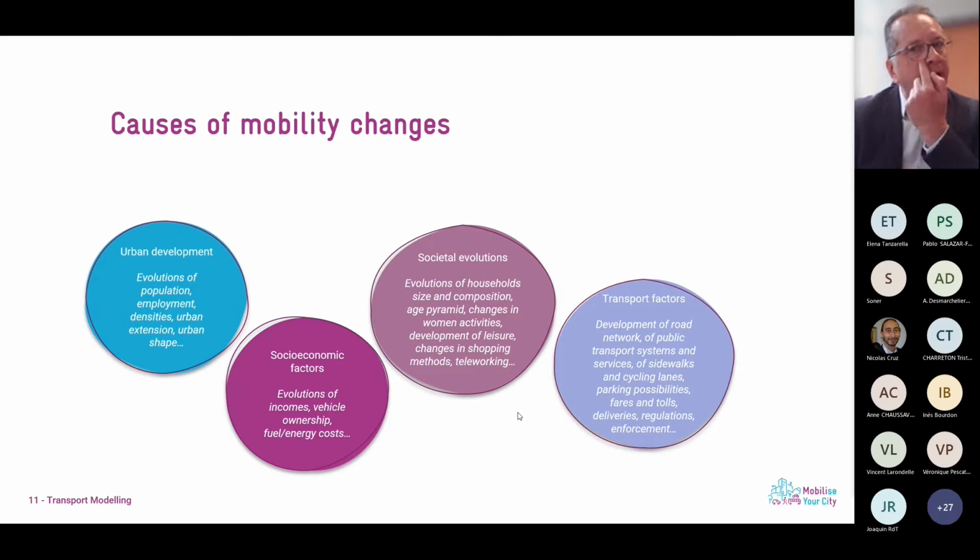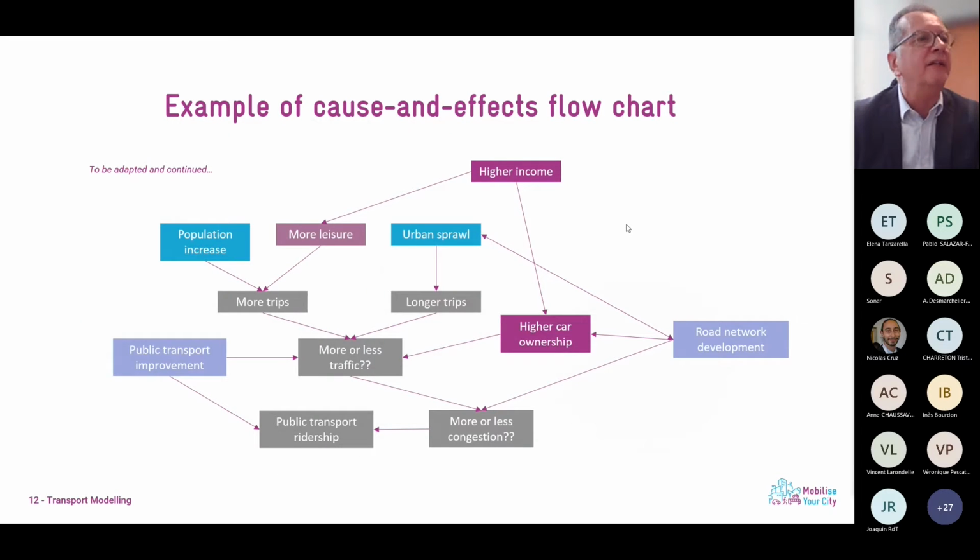And all these causes are part of systems of cause and effects that could be represented by these kinds of flowcharts. We can say, okay, there is an increase in population, so more trips, but also maybe more trips per person because of the development of leisure, for example, possibly partly linked with increase of income. So it results in more trips. And we have also the urban sprawl, which results in longer trips, maybe a higher car ownership linked with the road network development. And there is a relation of cause and effects both ways sometimes, for example, between the urban sprawl and the development of the road network. And we could maybe put a double arrow here also.